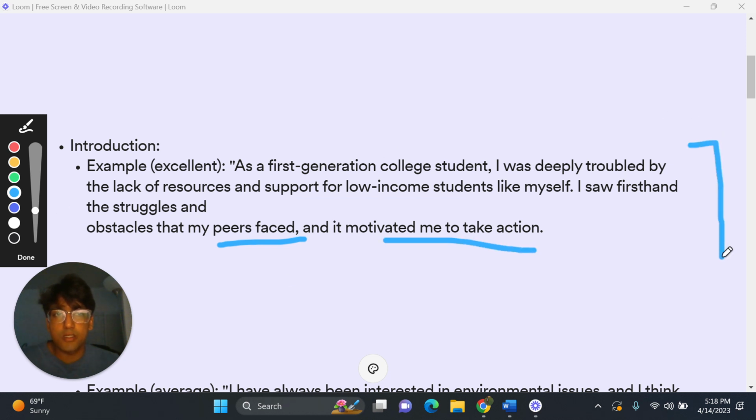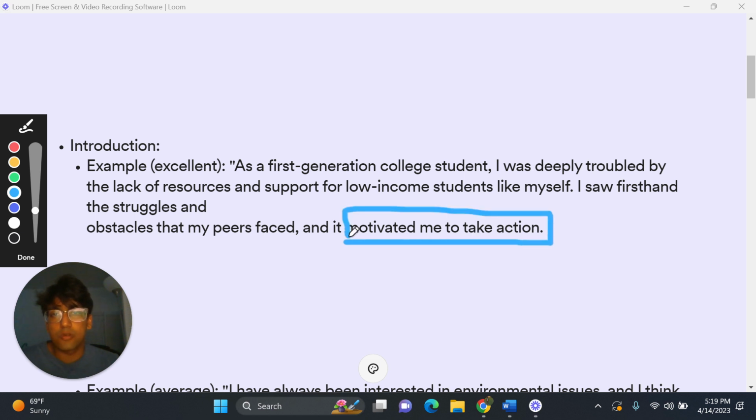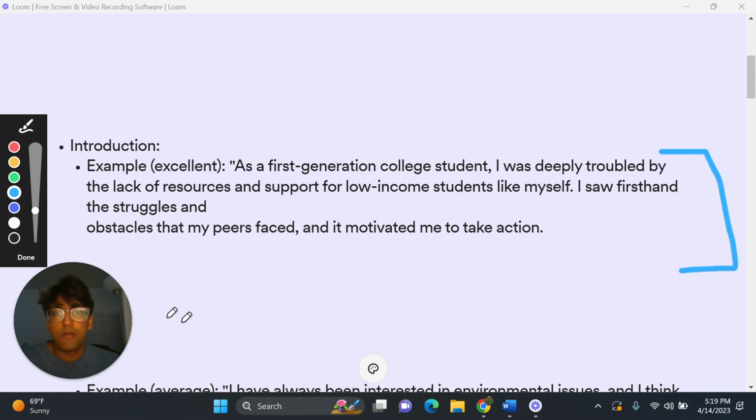So, the reason why I think this is a great introduction is because it very quickly introduces you to what the problem is. It's something that is personally meaningful to the student and something that they figured out through firsthand experience. And you can see that this is setting expectations for what the rest of the story is going to be about, which is what action they took to help people figure out what resources are available for low income students or first generation college students.